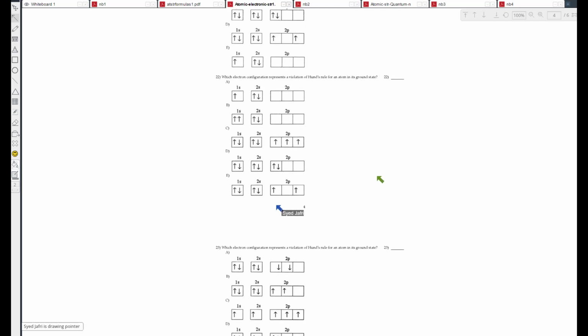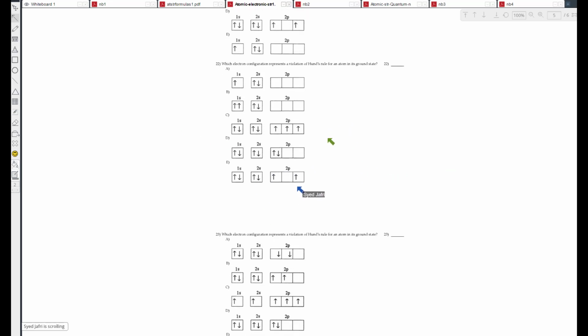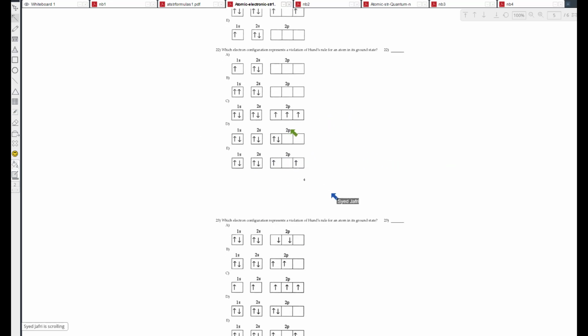What about this, is it correct or wrong? I remember you telling me that this would be correct. This is correct. Many people think that this is wrong, electron should be here, but it doesn't matter. All of them are the same energy.